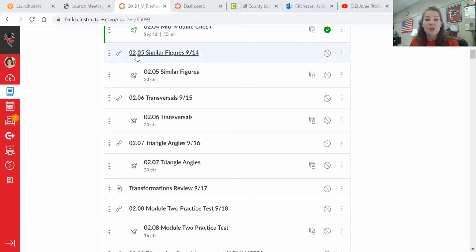So this week, today's Monday the 14th, you're going to look at similar figures. So similar figures versus congruent figures. Congruent figures means they're the same shape, same size. Similar figures means they're the same shape, but not necessarily the same size. So if you have two similar triangles, you can have a big triangle and a small triangle. But two things that's true about the similar triangles are the corresponding angles.